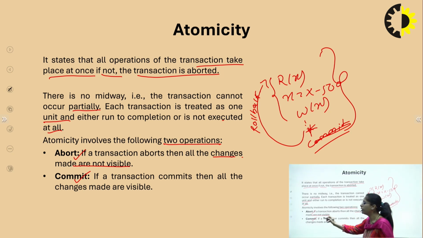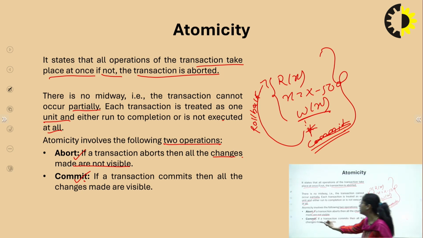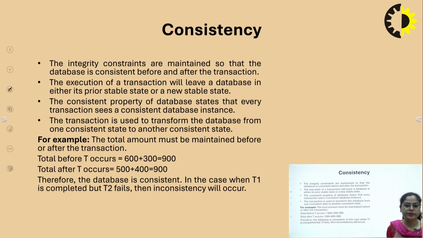But what happens if there is no failure? We have to commit. We have to write the commit command to save all the values to the database, which will perform the write of X operation here. So what does commit say? If a transaction commits, then all the changes are made visible. This is the atomicity property.